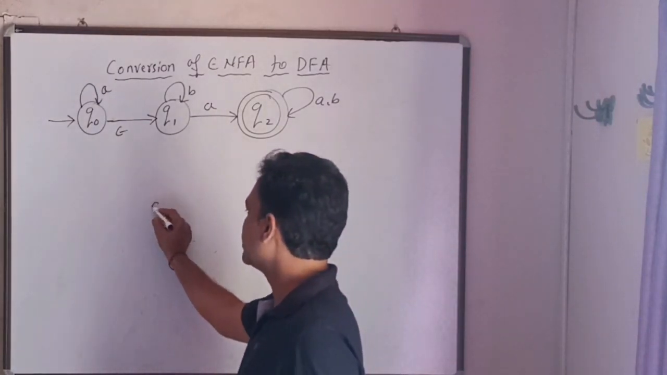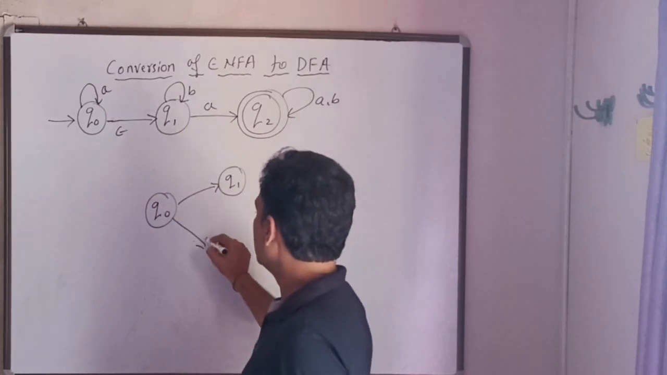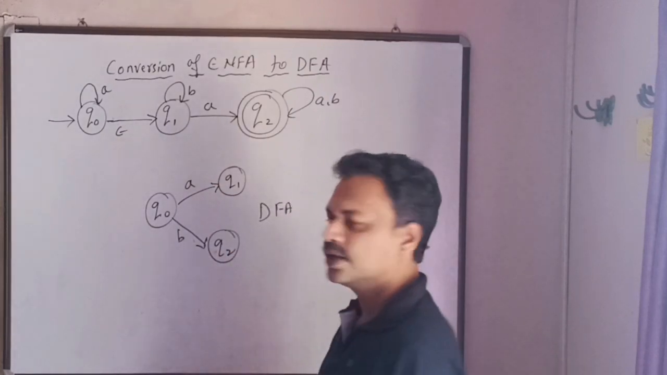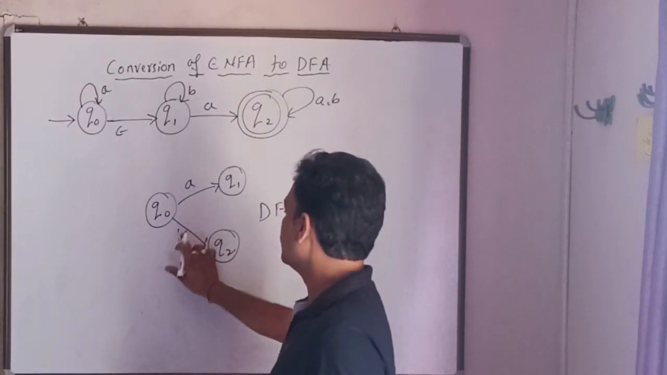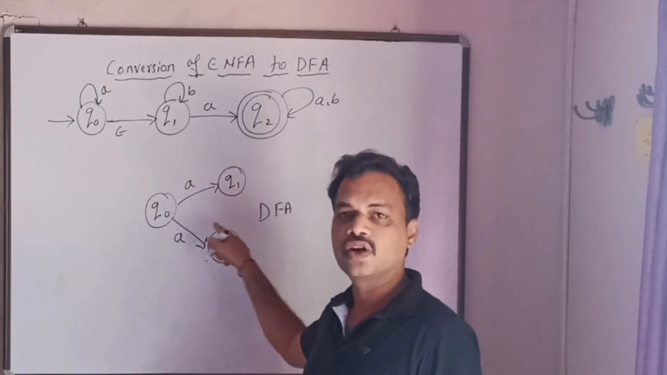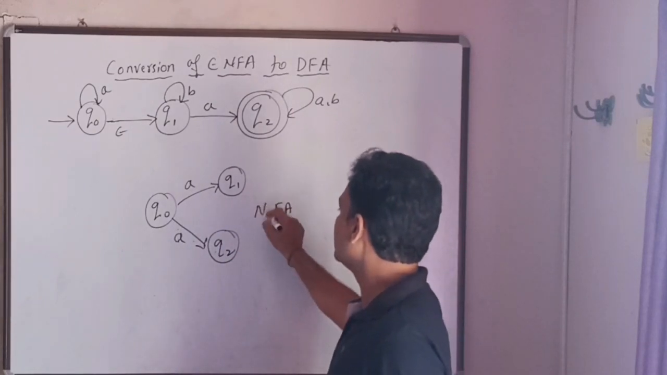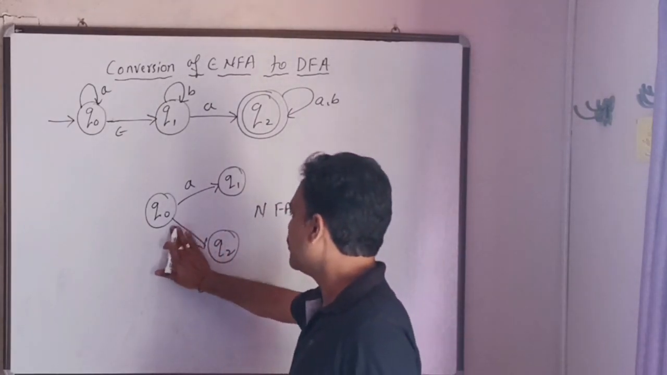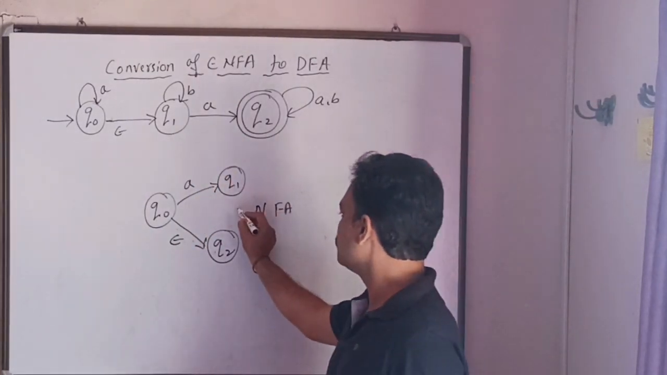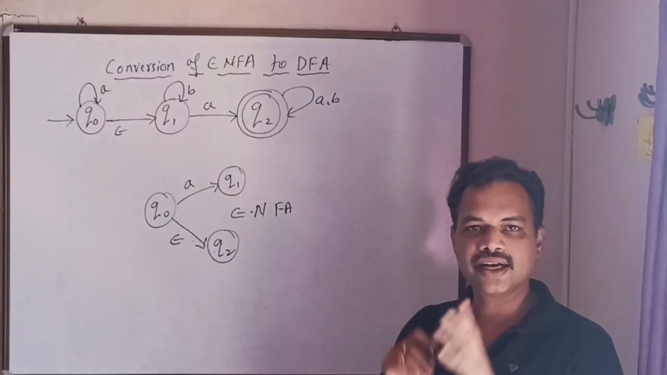For example, if I write Q0 on A, Q1, on B, Q2. So this is DFA. Suppose instead of this B, if I write one more A, wherein it says Q0 to Q1 on A as well as Q0 to Q2 on A, this becomes NFA. And suppose if I replace this A by epsilon and let this A be like this only, this becomes epsilon NFA. So this is the basic difference between epsilon NFA, NFA and DFA.